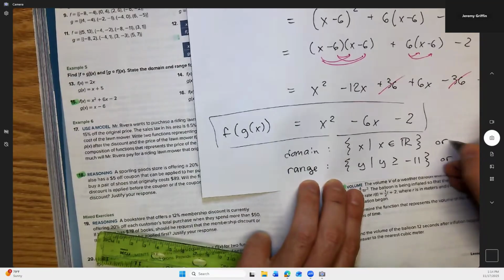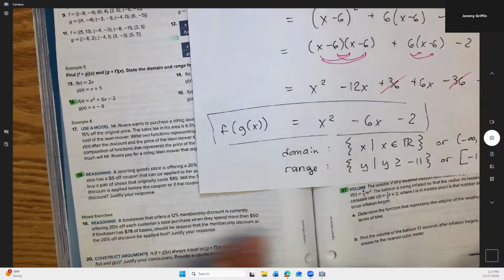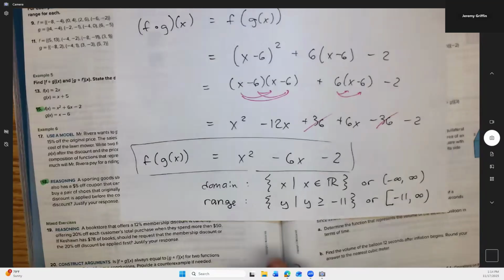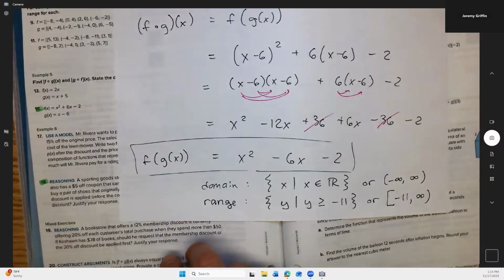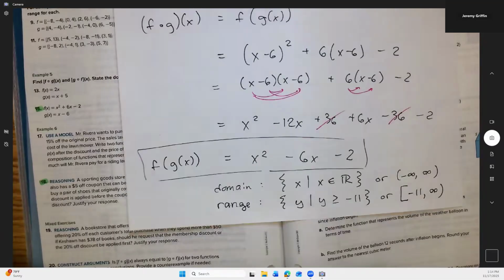And I'll do it for domain also. Look like that. All right, so there you go. There's domain and range for that composite function. Now that's f of g of x. Let's try it the other way around. What is g of f of x? I bet we're going to get something different.